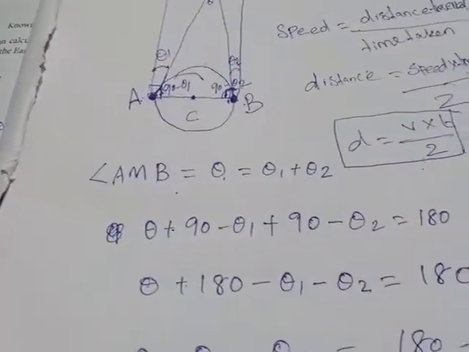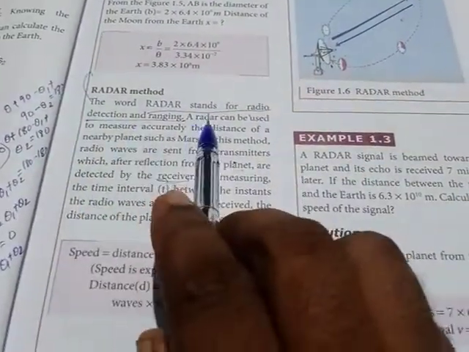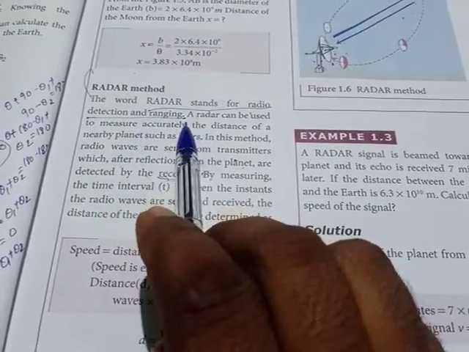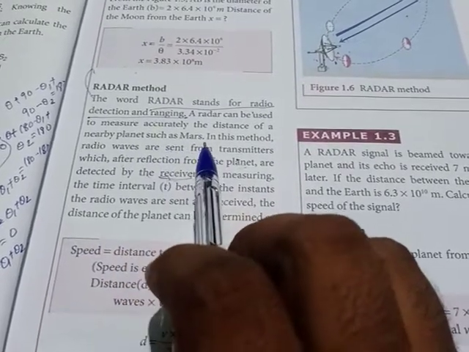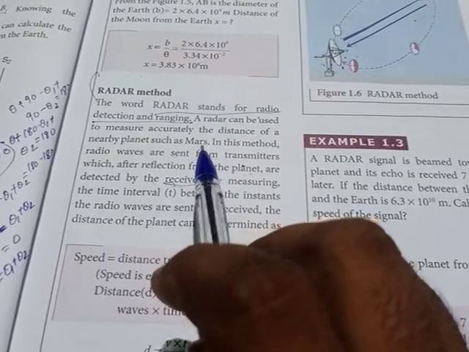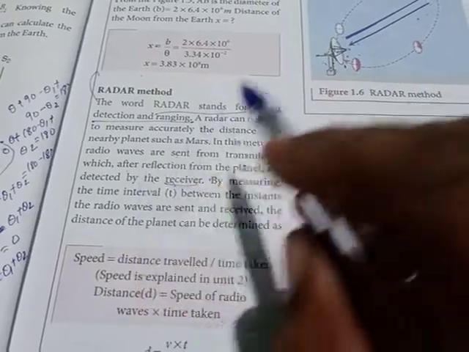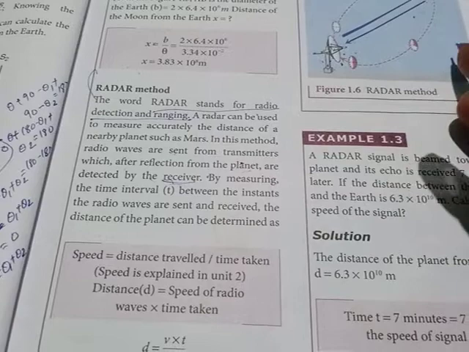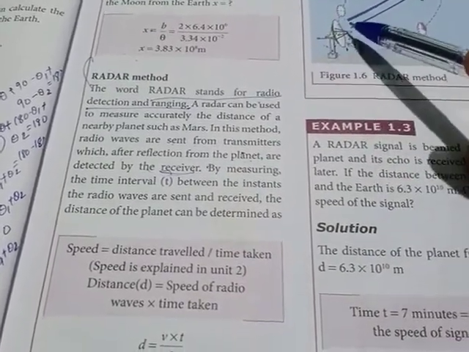So again, what does radar stand for? Radio detection and ranging. What is the use of it? To measure the distance of a nearby planet such as Mars. And how is it used? It is sent from the transmitter and reflected from the planet, and the time interval for these radio waves to be sent and received is measured.